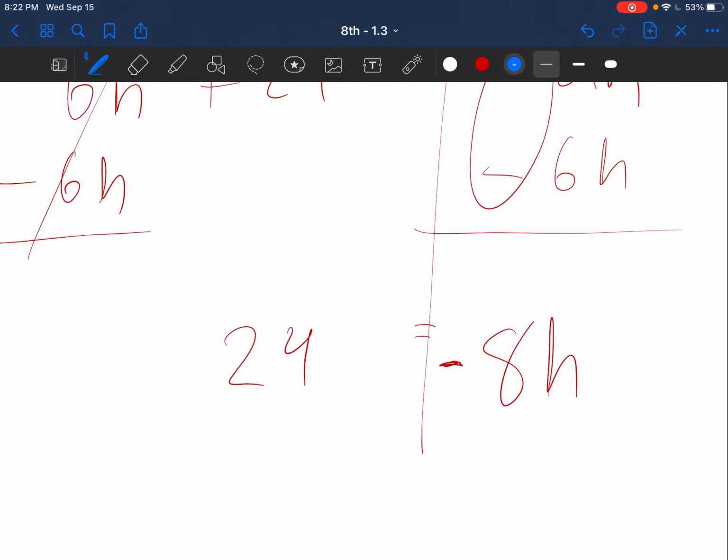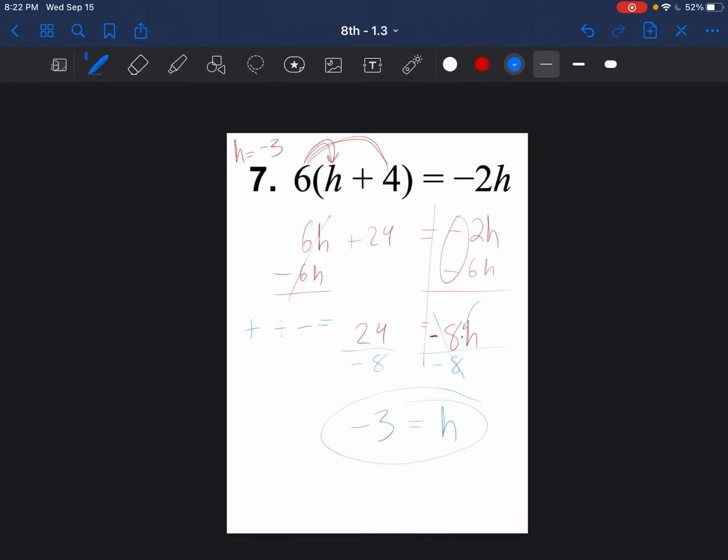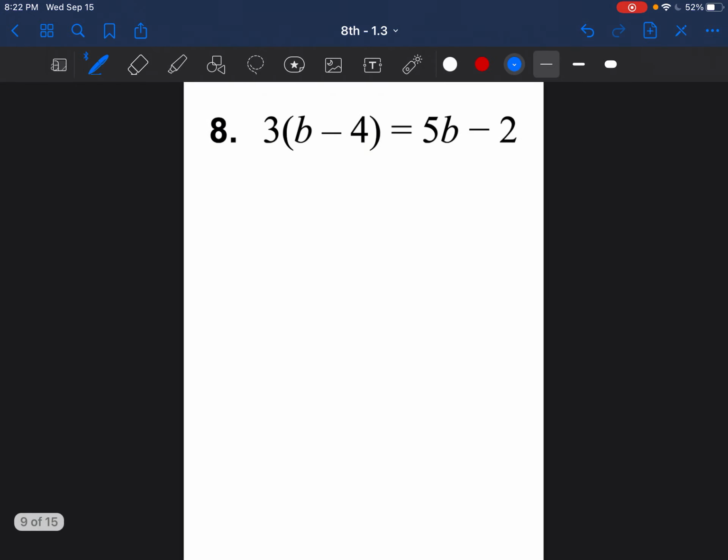Well, what invisible operation is right there? It's multiplication. What is the opposite of multiplying by negative 8? That's going to be dividing by negative 8. Divide this by negative 8. And you now have, what is 24 divided by 8? That's going to give you 3 is equal to h. But what is a positive divided by a negative? And your answer should be negative 3. All right, let's move on to the next one. Looks like we got 6 more. All right, let's do another one.